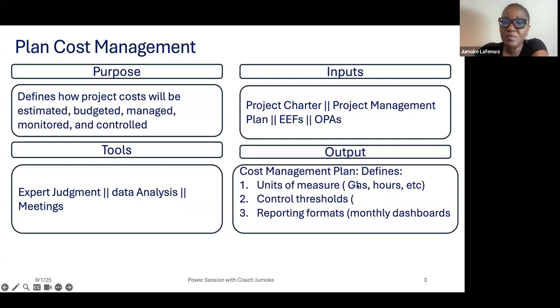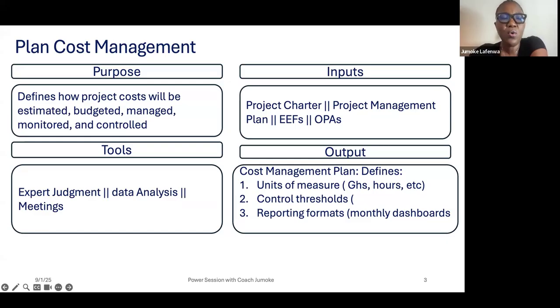And in this cost management plan, you would have units of measure. How are we going to measure money? Are we going to measure money in Ghana cedis or in Naira or in USD? How are we going to measure time? Is it going to be in seconds or in hours or in a day and in weeks?